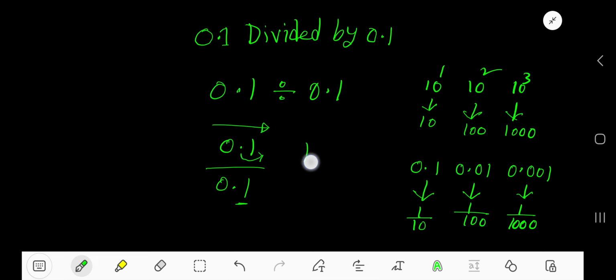That is, we are getting this 1 point, which means 1. So the answer is 1.